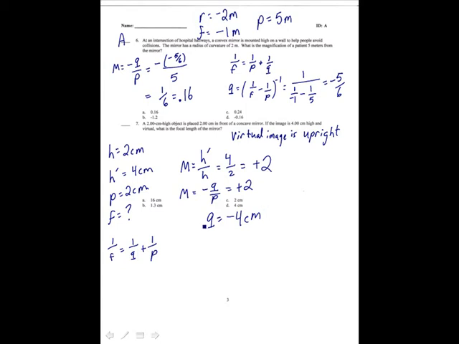Alright, so I can take this and plug it in down here and solve for F, which is 1 over Q plus 1 over P. That's 1 over -4 plus 1 over 2. This gives me a focal length of 4, which is option D.